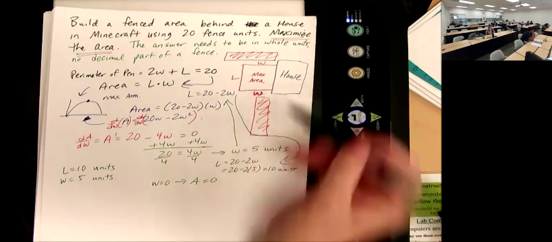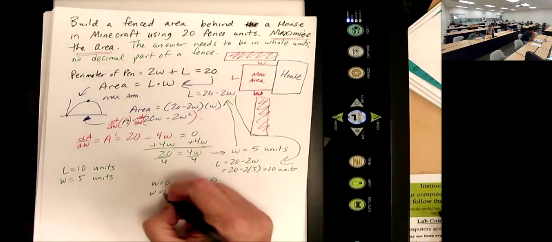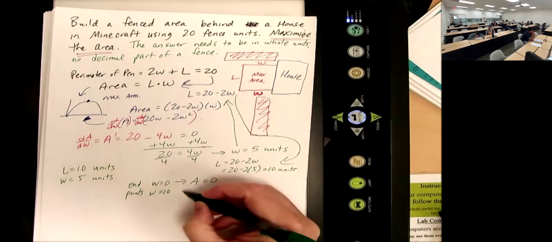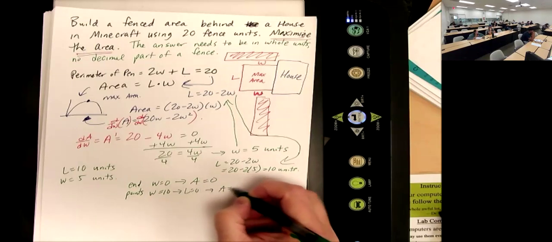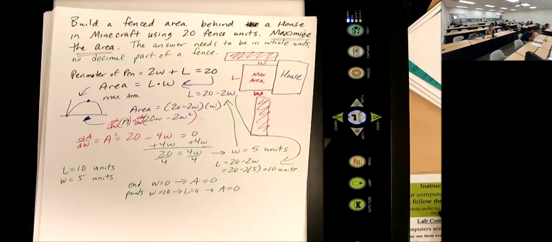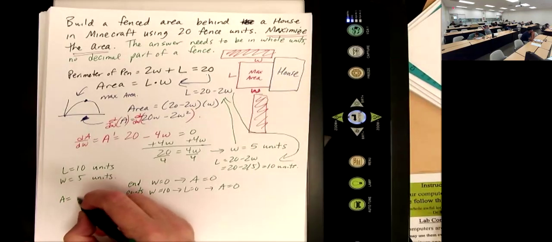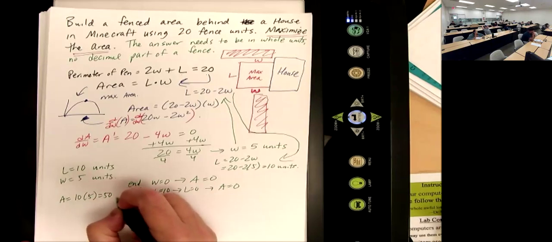Because there's 2 widths. These are like the endpoints on this. W equals 10 makes L equals 0, and again, we have area equals 0. So that is definitely the max. If you want to see it in action, what is the area for this? 10 times 5 is 50 units squared.